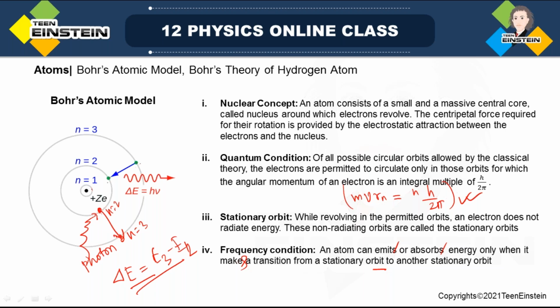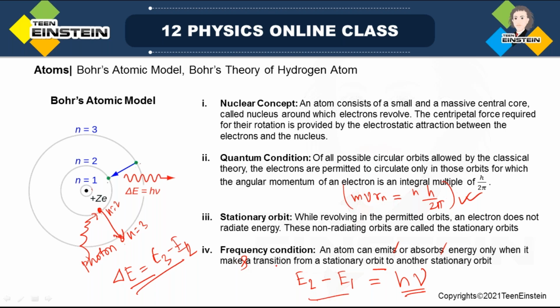So when it goes from a lower orbit to a higher orbit, it absorbs energy. When it comes down from a higher orbit to a lower orbit, it emits energy, and that energy is exactly equal to the difference between the energies of these two orbits. Suppose I have an electron in the second orbit. It makes a transition to the first orbit, then the energy difference will be emitted as a photon of frequency nu, which has energy h nu.